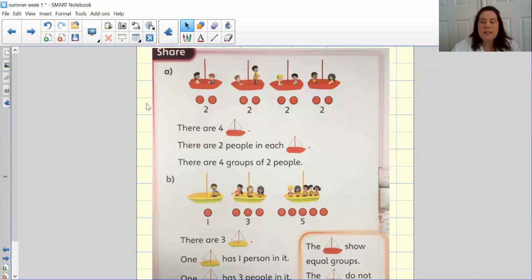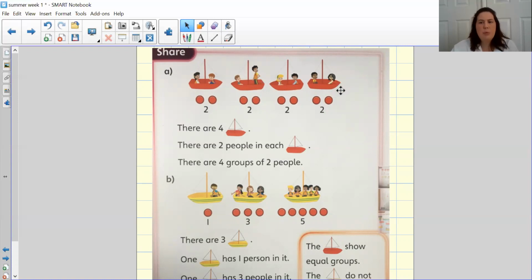So let's begin looking at the red boats. We already identified that there were 4 red boats: 1, 2, 3, 4. We then identified that there are 2 people in each of the red boats, which means there are 4 groups of 2 people. 2, 2, 2, and 2, which means we can make counting a lot easier.